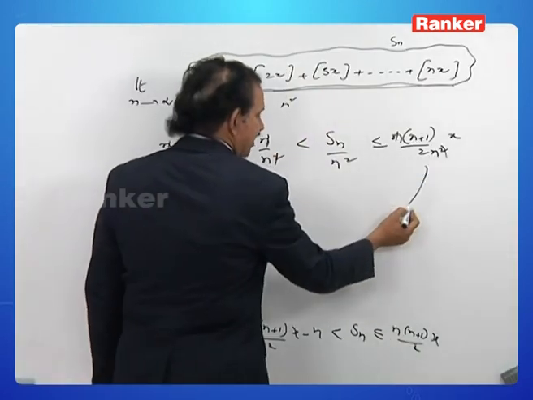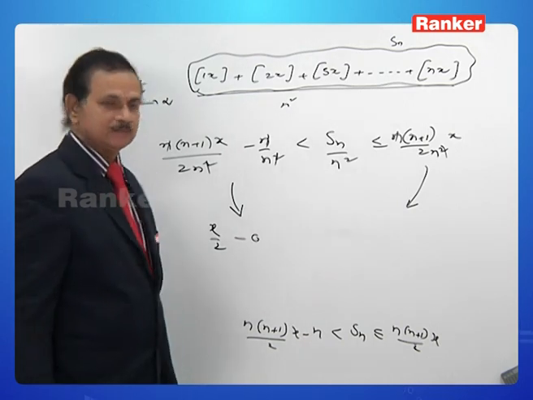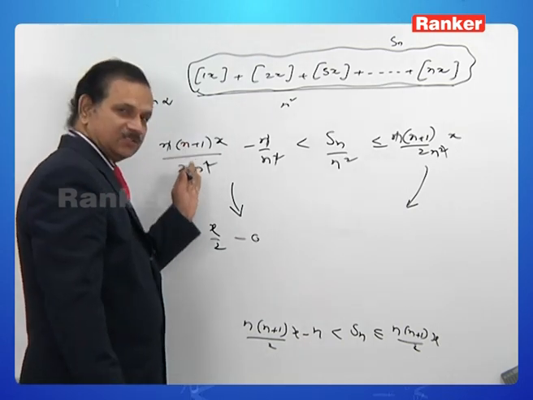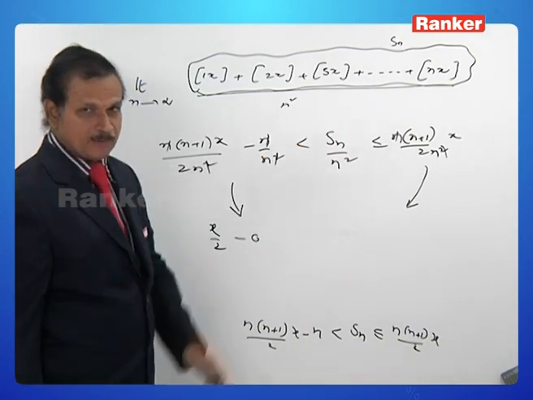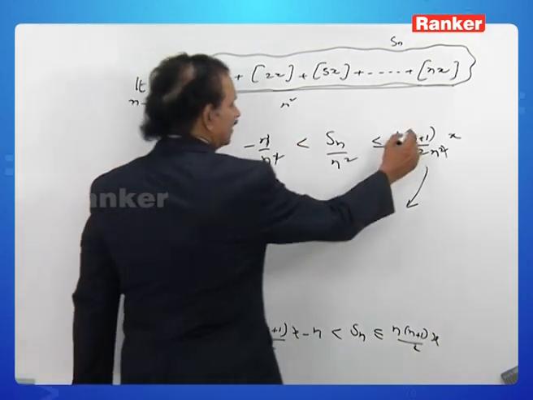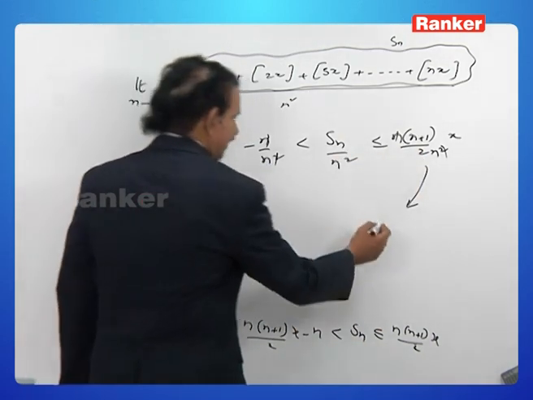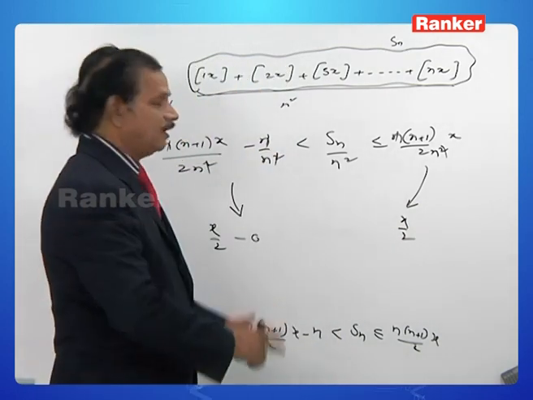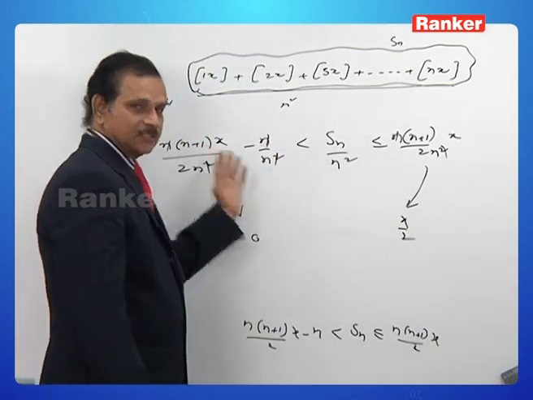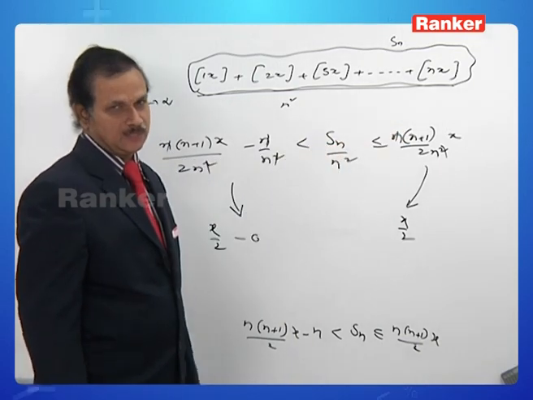So this tends to x by 2; we have discussed the limit of the extreme left part. Now, the extreme right part: what happens to that? n plus 1 by 2n, as n tends to infinity, tends to half into x, that is x by 2. Let me take this as f of x, that as h of x, and the middle one as g of x.